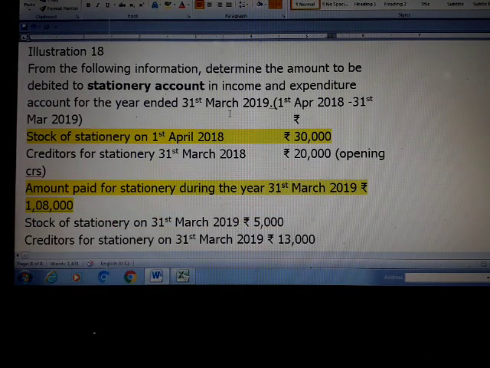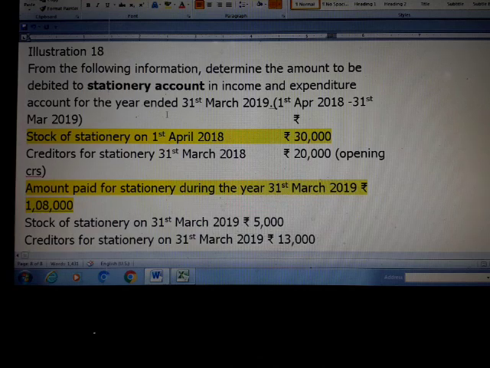From the following information, determine the amount to be debited to stationery account in income and expenditure account for the year ended 31st of March 2019. So listen here carefully. You are being asked to show two things: stationery account in income and expenditure account. So without preparing stationery account, we can't open our income and expenditure account.